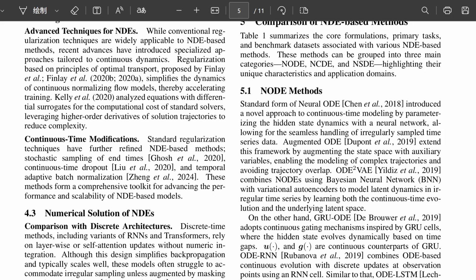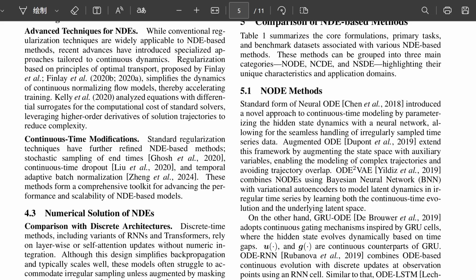And more recently, things like Log-NCDEs by Walker et al. look at deeper mathematical structures like Lie brackets to better capture complex interactions when the data drives the system. It shows how advanced math is directly improving these models for messy, real-world inputs. Really fascinating how deep the math goes.